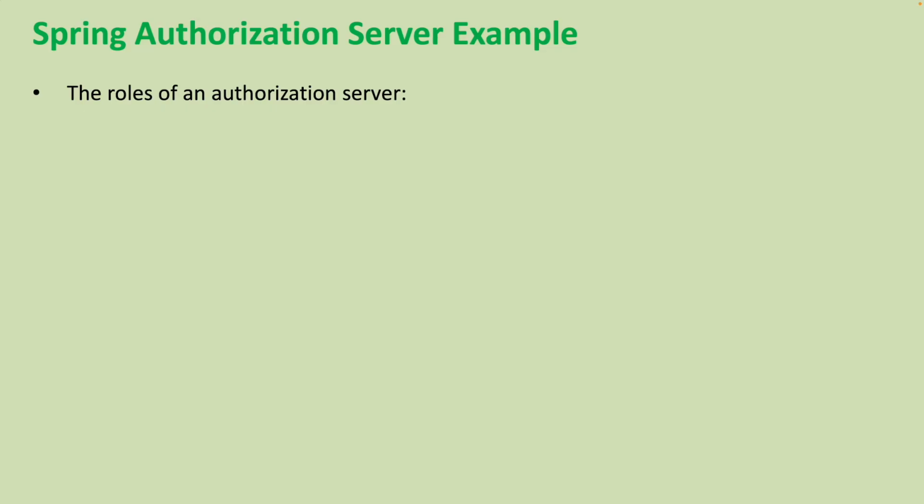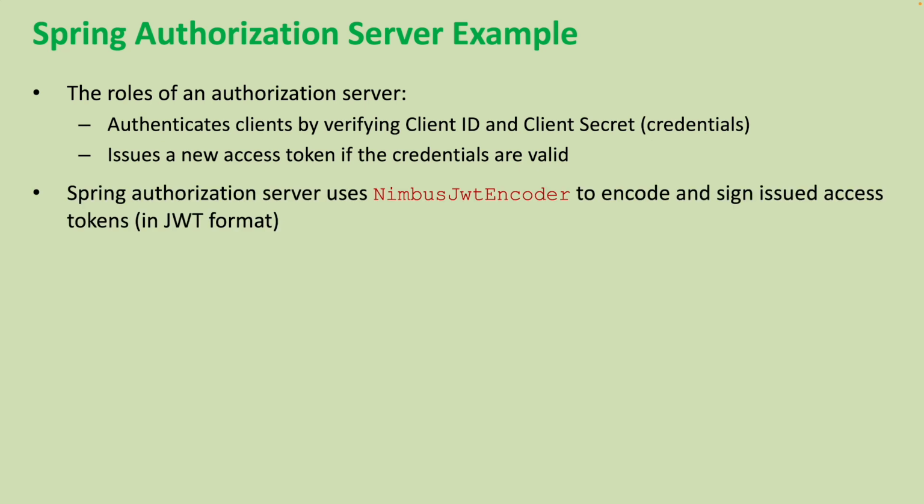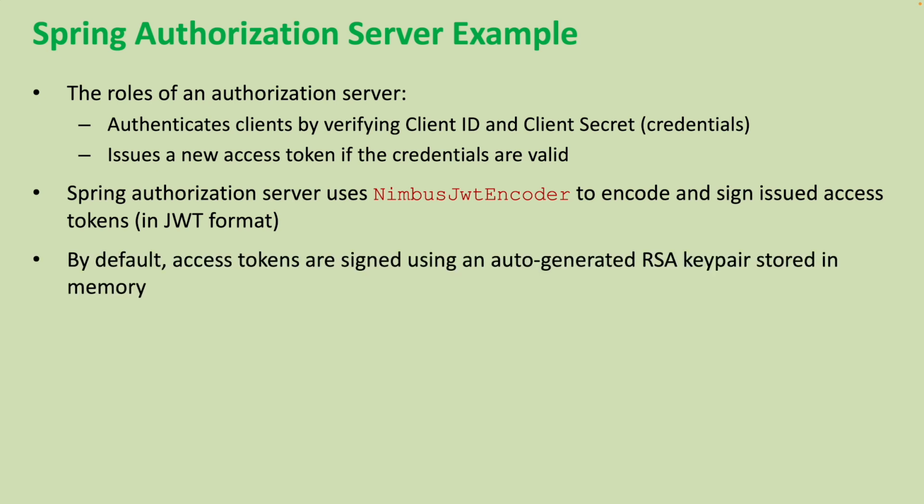And before writing code to enable Spring Authorization Server, let's understand the roles of an authorization server. Typically an authorization server authenticates clients by verifying the client ID and client secret or credentials sent by the clients, and it issues a new access token if the credentials are valid. And Spring Authorization Server uses Nimbus JWT encoder to encode and sign the issued access tokens in JWT format. And by default, access tokens are signed using an auto-generated RSA key pair stored in memory.